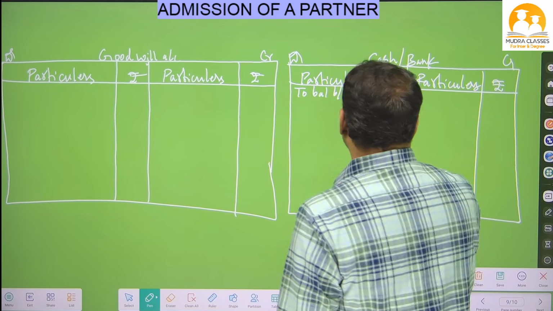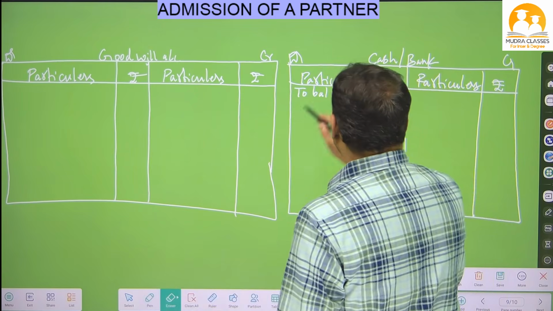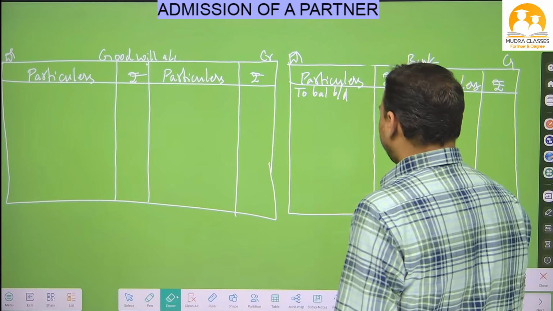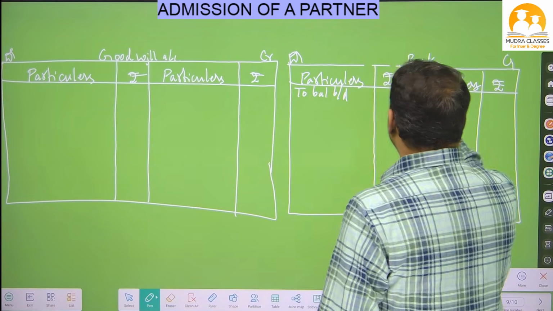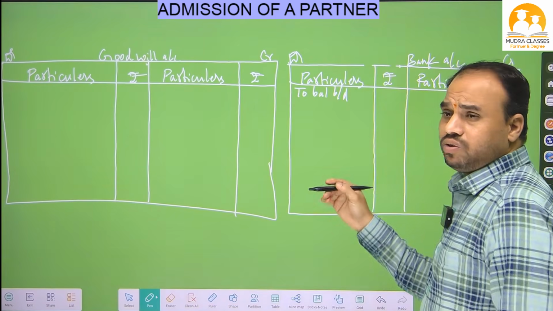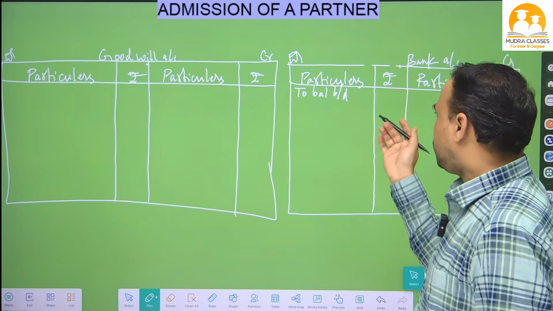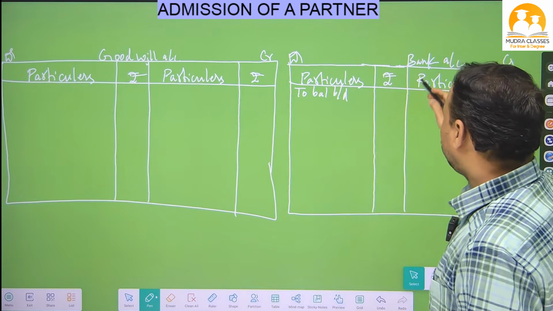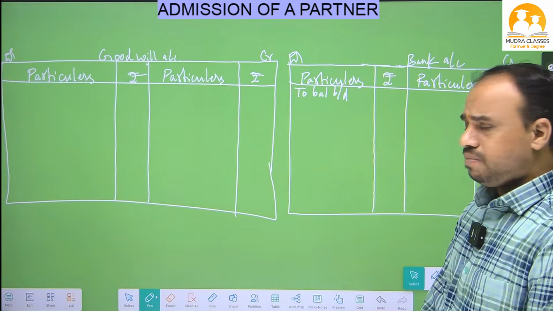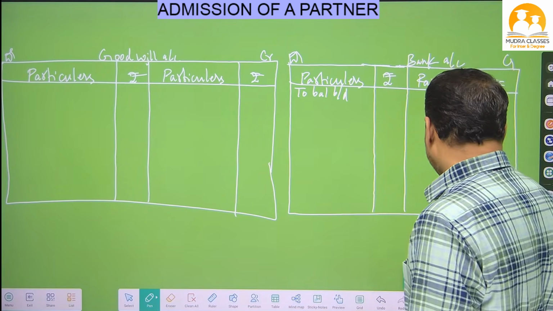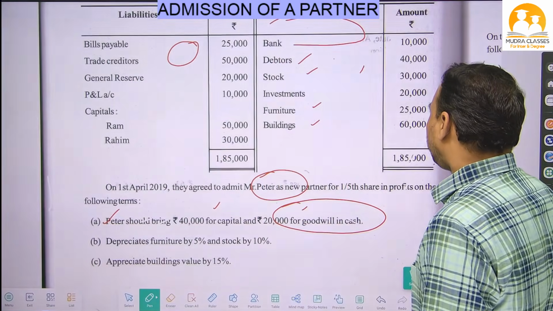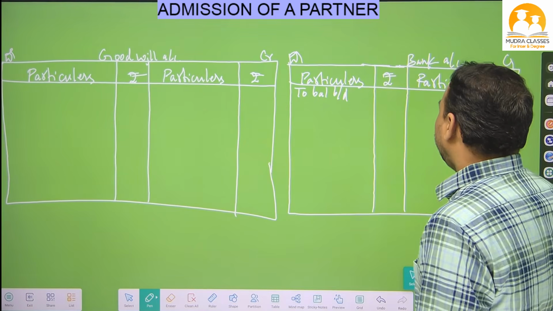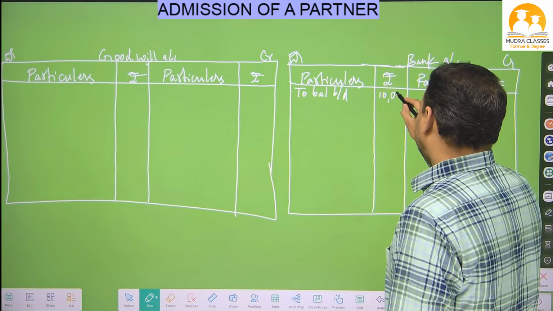Here in this problem, we will open a bank account, beta, not a cash account, because the bank opening balance is given. Cash opening balance goes in a cash account, and bank opening balance goes in a bank account. So in this question, the bank balance is given, so we have to open a bank account here. The bank opening balance given in the question is 10,000, beta. So here we have to write 10,000 rupees as the opening balance.